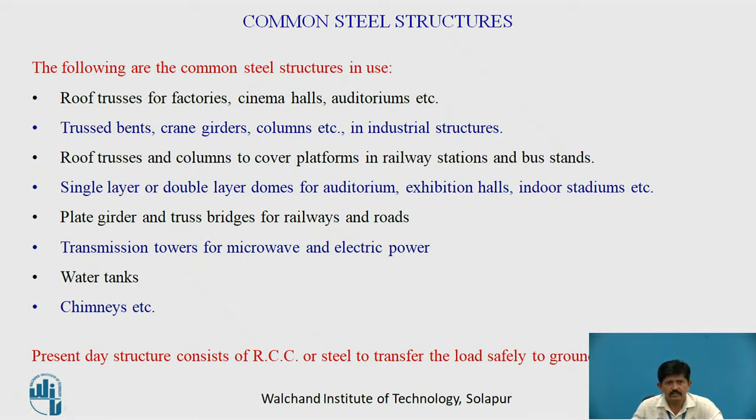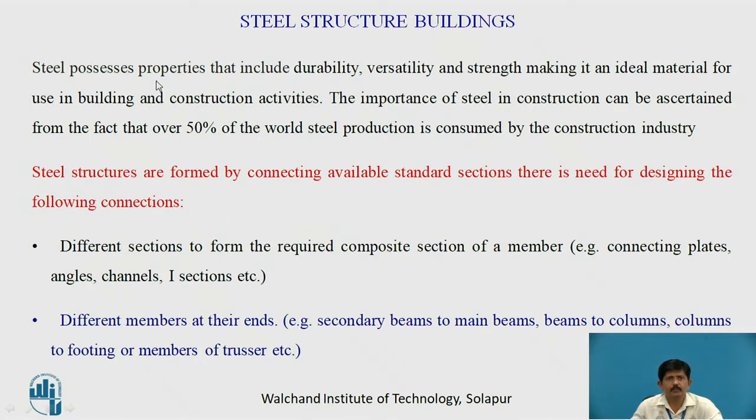So, due to its high strength, steel possesses properties that include durability, versatility and strength, making it an ideal material for use in building and construction activities. This can be understood from the fact that 50% of the world's steel production is consumed by the construction industry. So, such a huge use of steel is there in the construction industry.